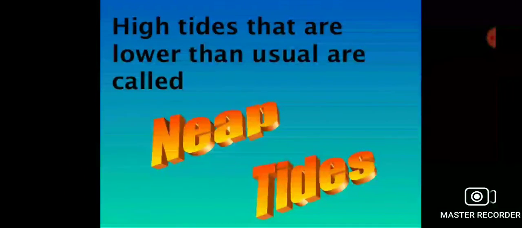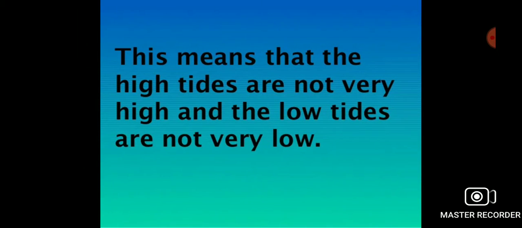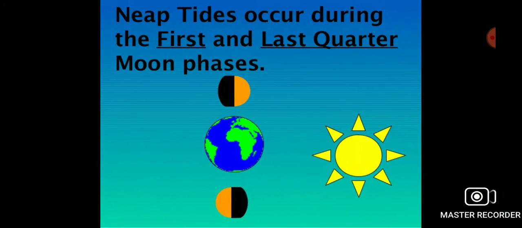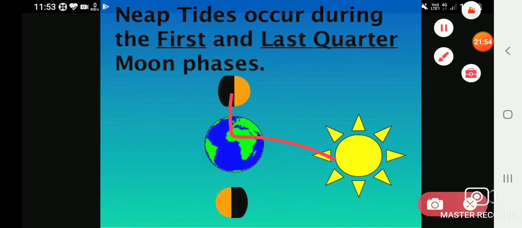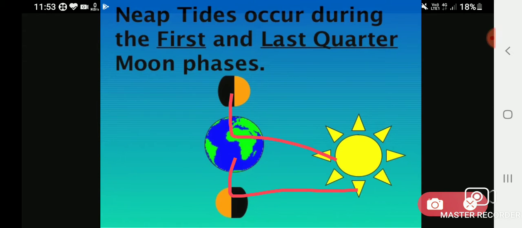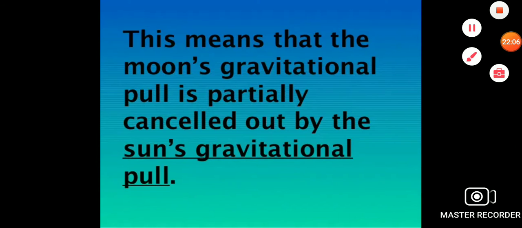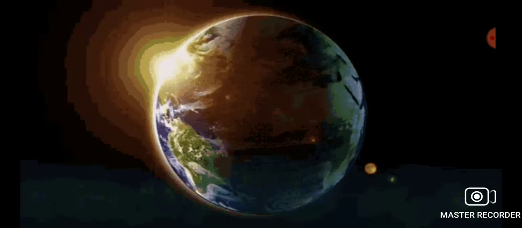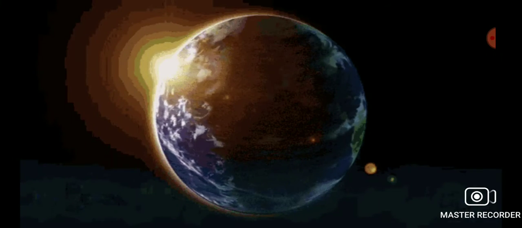High tides that are lower than usual are called neap tides. This means that the high tides are not very high and the low tides are not very low. Neap tides occur during the first and last quarter moon phase, when the sun and the earth make a 90-degree angle with the moon. This means that the moon's gravitational pull is partly cancelled out by the sun's gravitational pull. Okay, I hope now this topic, the tides of the earth, is clear to you.